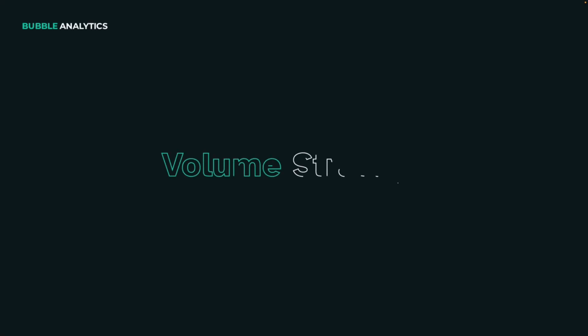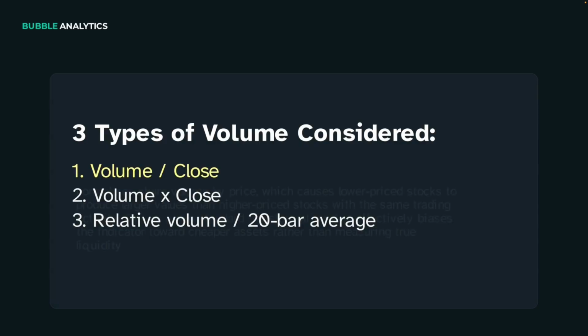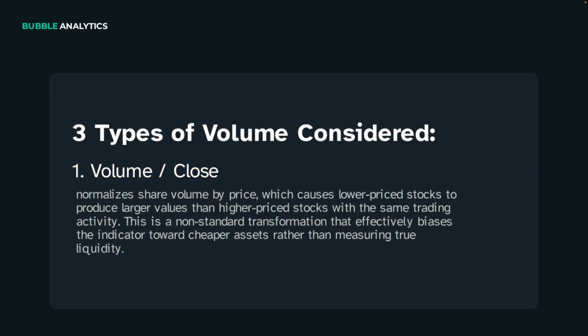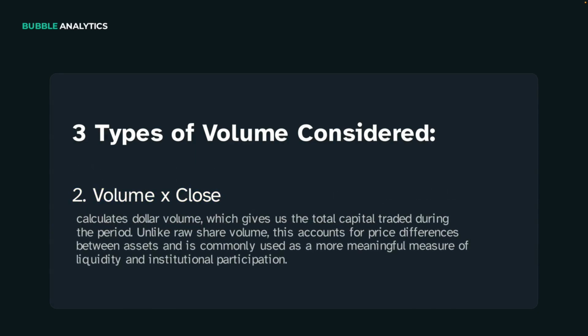Hey, this is Bubble Analytics, and this week we're going to see if we can concoct a trading strategy around the volume. When you have a look at volume, typically what you're seeing is the number of shares purchased on any given day. We're going to consider three types: volume divided by the closing price, which biases towards cheaper stocks. The second type would be volume times the closing price, which is the most commonly used one, and the one we're going to use today, and tells you the dollar amount going into each different asset.